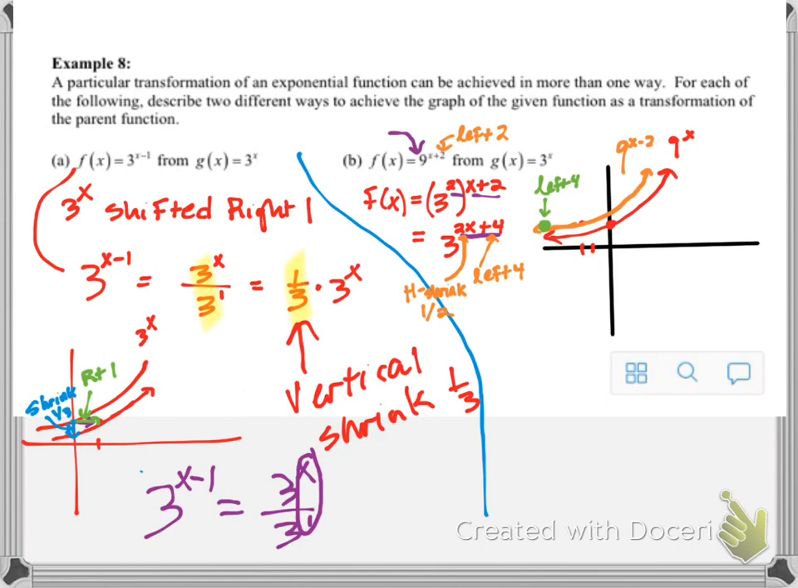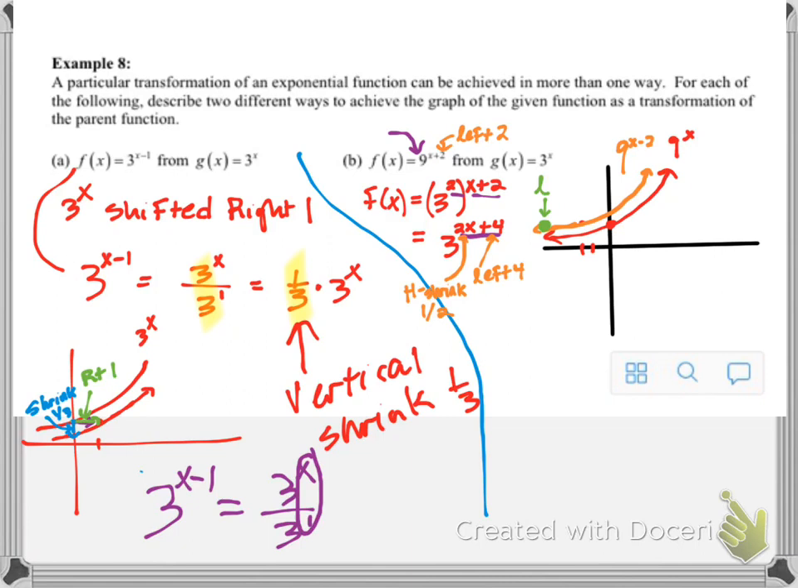What do you think? Does that seem reasonable? You get the idea? I'm taking 9 to the x, and if I shift it left 2, this is the graph that I get. No big deal. Now, let's take that. I'm going to do it a little bit differently. Let's use the next option that we have. That 9 to the x plus 2, I've got the graph, everything's groovy.